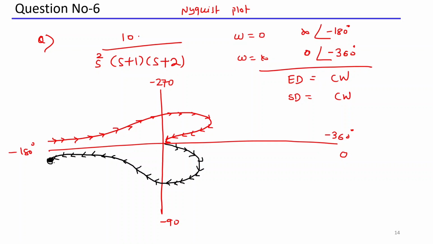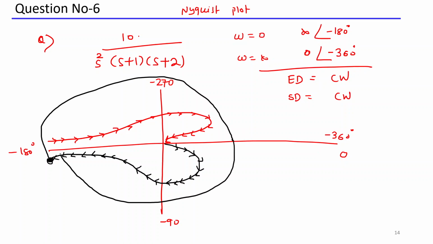Now you have to see how many infinite radius half circles there are. Two poles are there. So how many infinite radius half circles? Two, sir. So at which point do you have to start? Where you end. So you start one infinite radius half circle there and move clockwise. Then one circle is completed. Then make another circle like that and reach the original point.